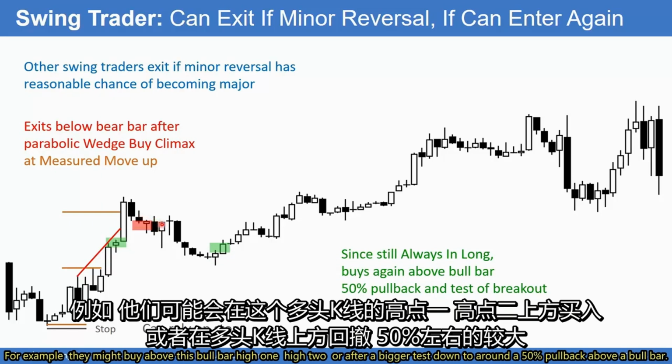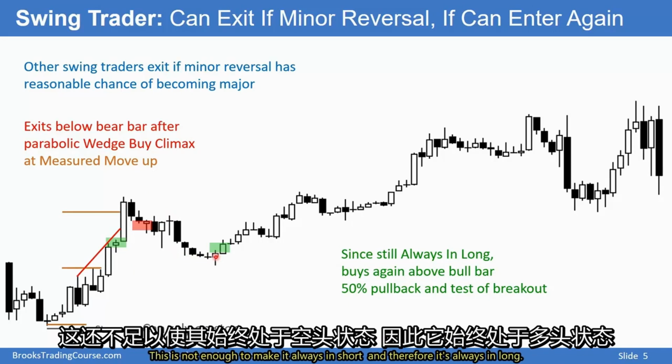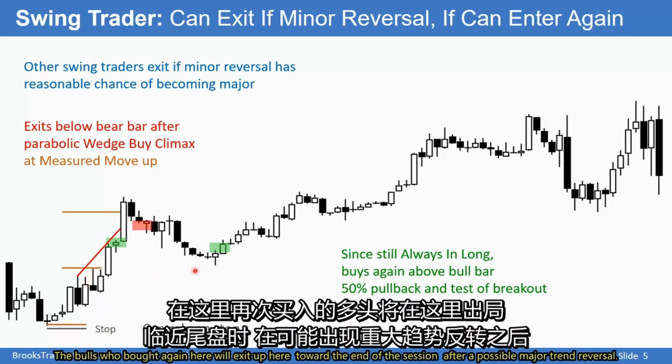For example, they might buy above this bull bar, high 1, high 2, or after a bigger test down to around a 50% pullback above a bull bar. This is where the always in bulls buy again. This is not enough to make it always in short, and therefore it's always in long. It's around a 50% pullback. It's testing the breakout point above this bear flag. It's a reasonable place to get long.